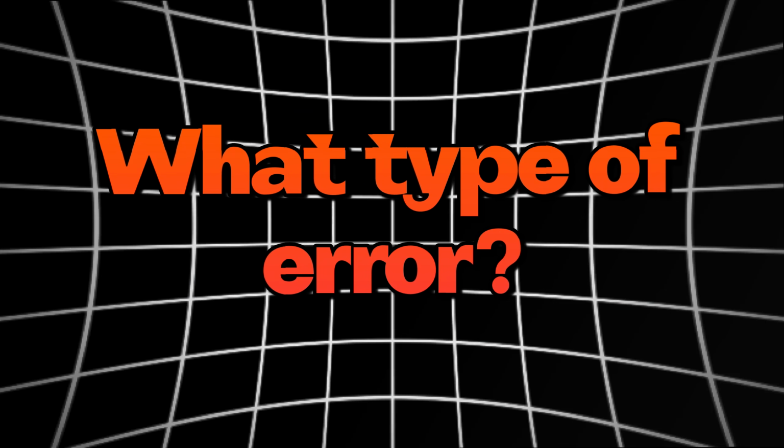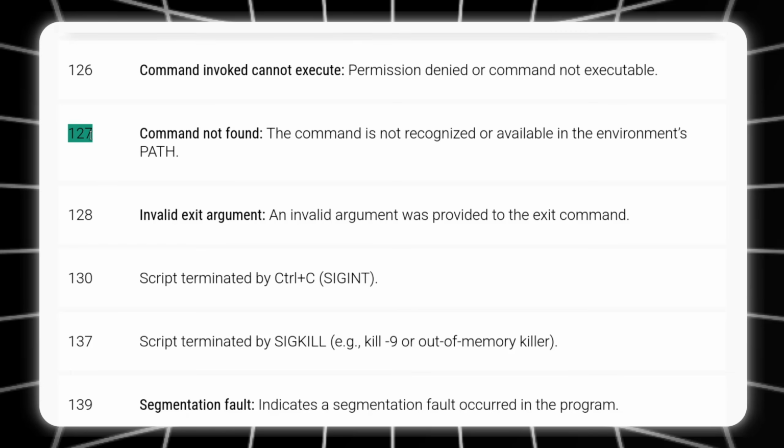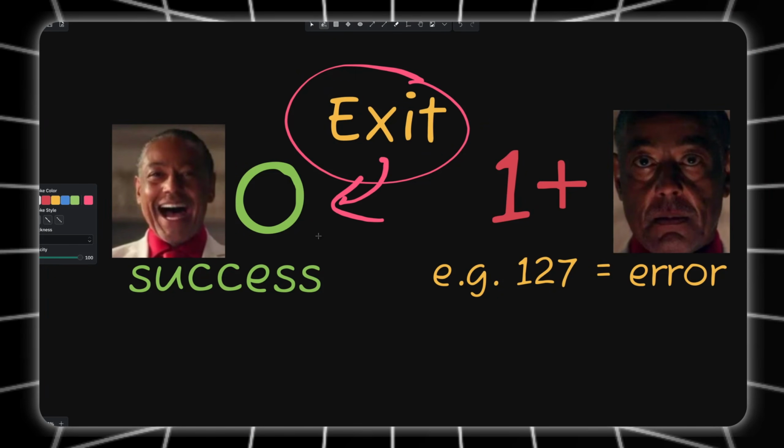However, what type of error? So as you can see here on this website, 127 means command not found. And if the exit code is 0, which means success, just print it out to the screen.